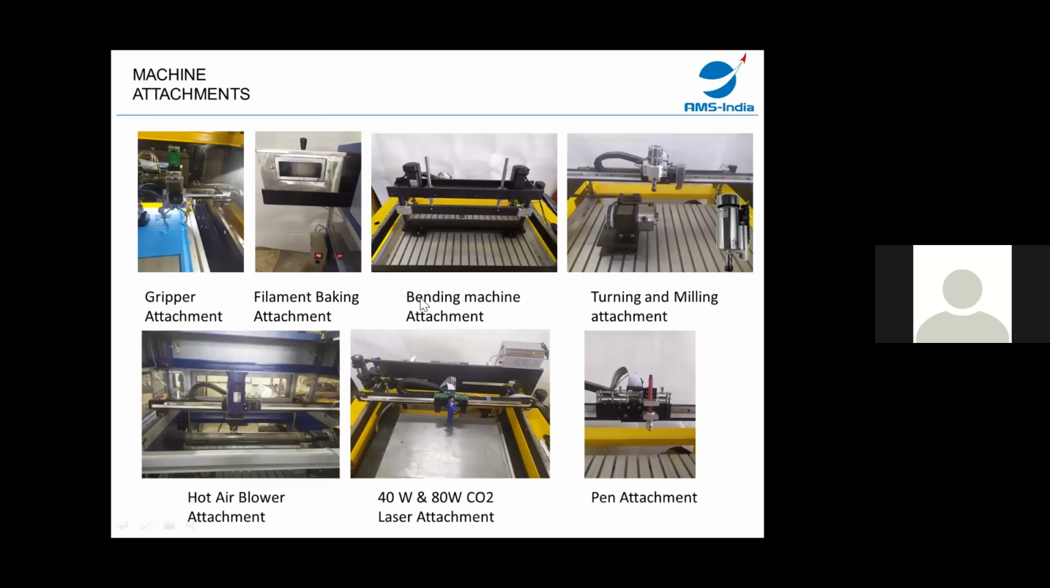So a sheet of plastic can be heated and bent with a bending attachment. This is the spindle tool and a rotary attachment, the turning and milling attachments. You can also do turning and milling operations on this. The hot air blower attachment: basically, all the material can be heated once it is printed, so your surface finish can become excellent after you blow it with hot air after 3D printing.